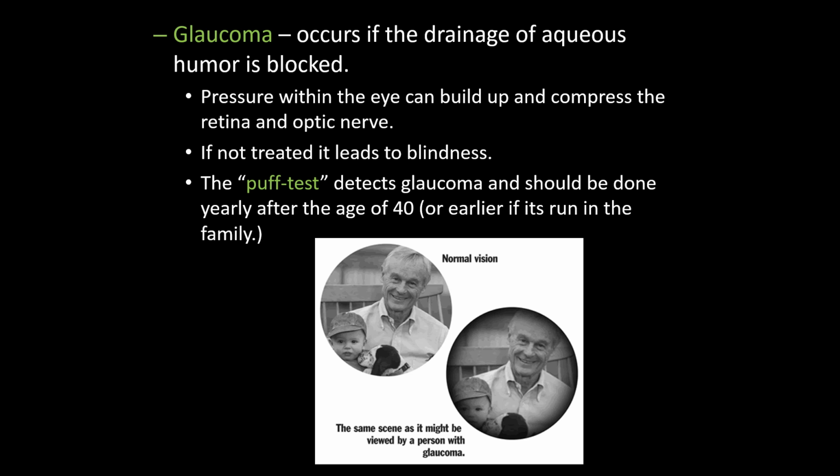And so this is why it's so important to go get that puff test, where they puff the air into your eye and tell you not to blink. Because if they find out you have it, they can keep you with sight for a long period of time. If you wait until symptoms develop, the retina that has died is dead. There's nothing you can do for it at that point. And so you want to catch it early.